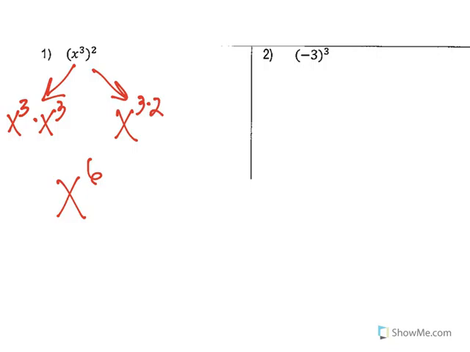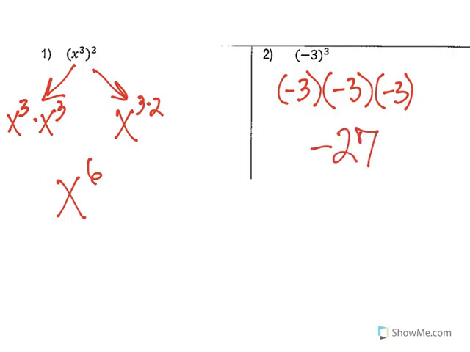On number 2, this is negative 3 times. So it looks like this. Alright. So what is my answer? Negative 27. Perfect.